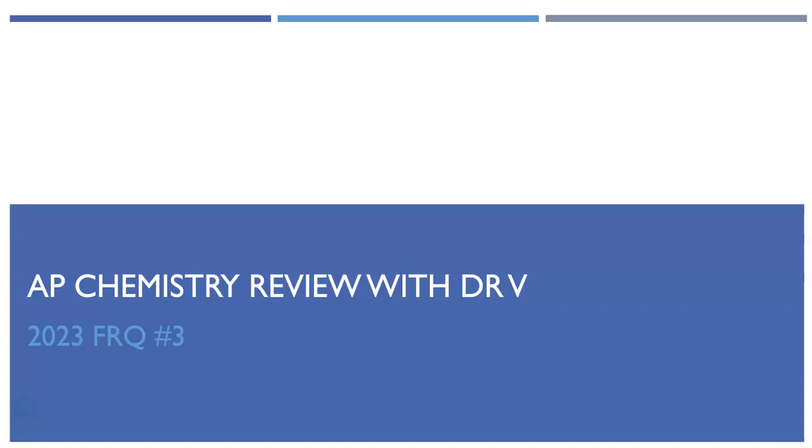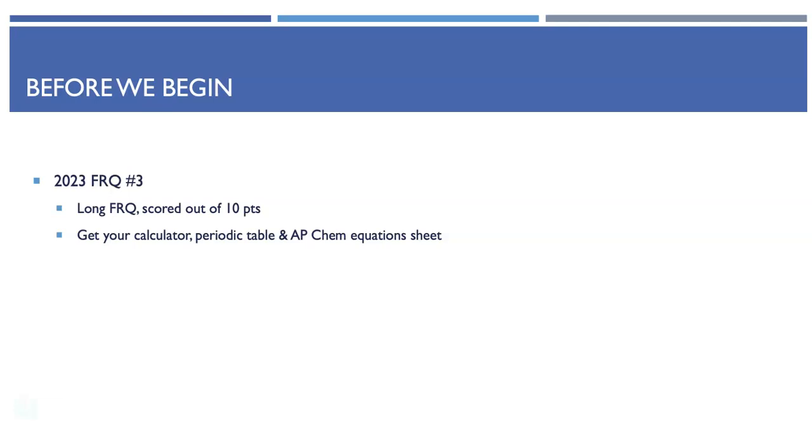In this webcast, we're going to work through free response question number 3 from the 2023 exam. Now, you probably already know this, but in case you didn't, free response question number 3 on any AP Chemistry exam from the last decade is one of the long free response questions. That means it's scored out of 10 points. And these long free response questions can have 7, 8, 9 different parts to them. They're very long questions, and they can cover a lot of different topics.